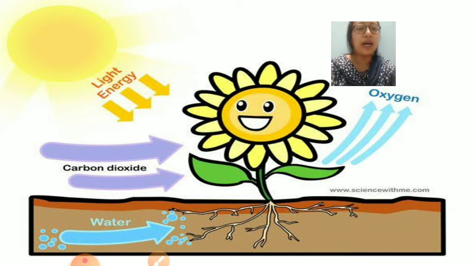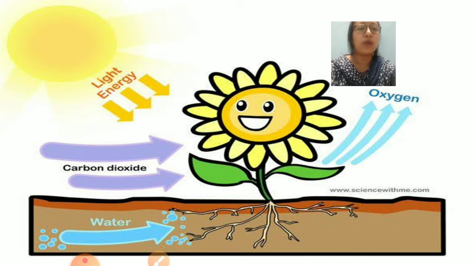Now you understood that the plants prepare food in the presence of light energy using carbon dioxide and water, but the plant as a whole does not make the food. As you all also prepare the food only in a particular place of your house, that is your kitchen, in the same way, the plant also prepares its food only in a particular part.